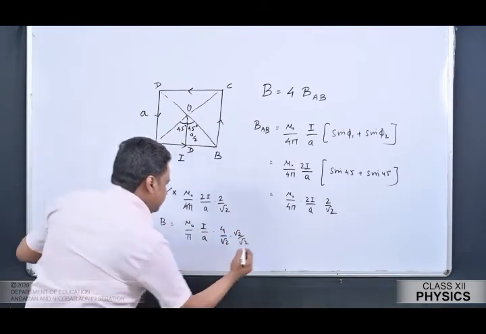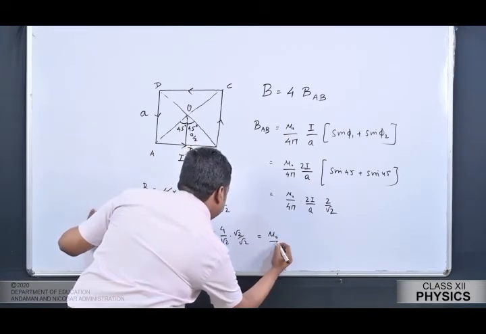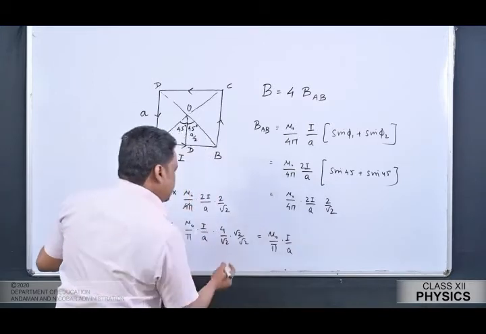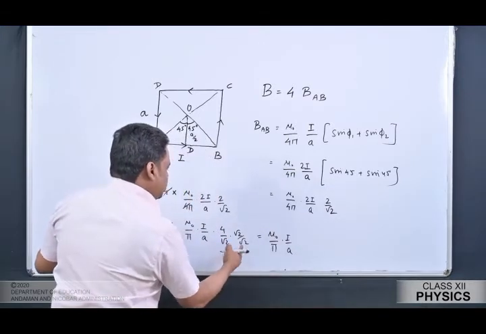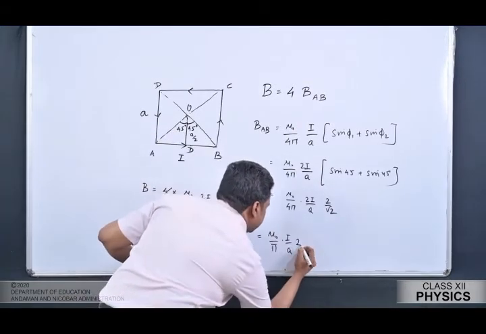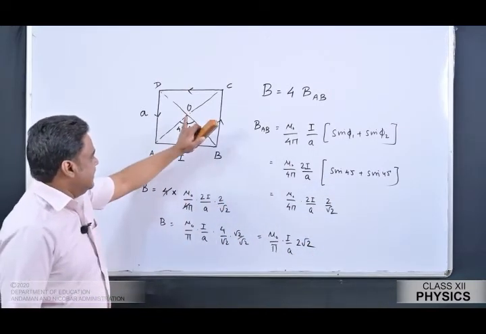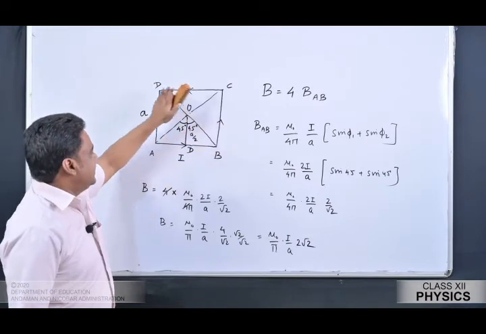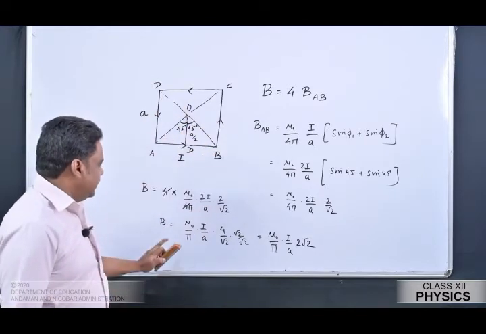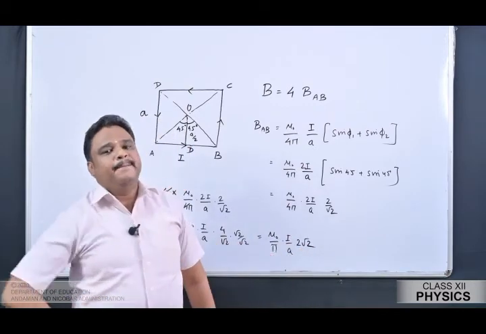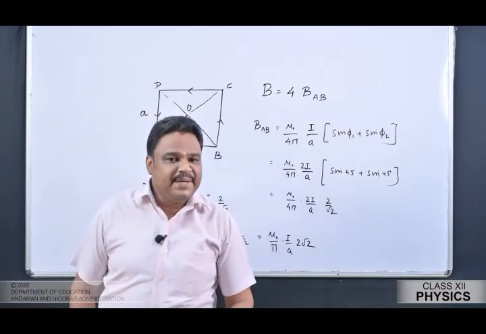So what will happen? It's mu naught by pi I by A, root 2 is 2, so I'm going to get it as 2 root 2. So what is the final formula for magnetic field at the center? When a wire is converted into a square as shown, the magnetic field will be mu naught I 2 root 2 by pi A. Once again, I'm going to repeat the question.